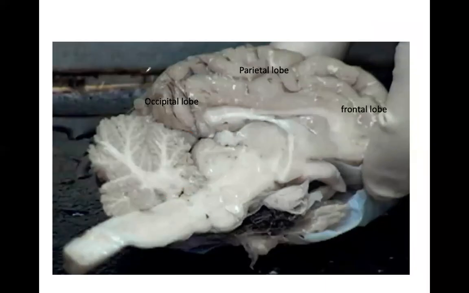Identification of the main lobes, again, similar to human. You have the occipital lobe closer to the cerebellum, the parietal lobe more on the superior, and then the frontal lobe on the anterior aspect of the brain. So that's about it for our special senses and our brain anatomy.